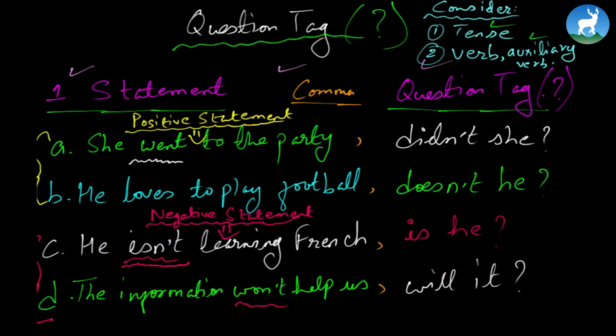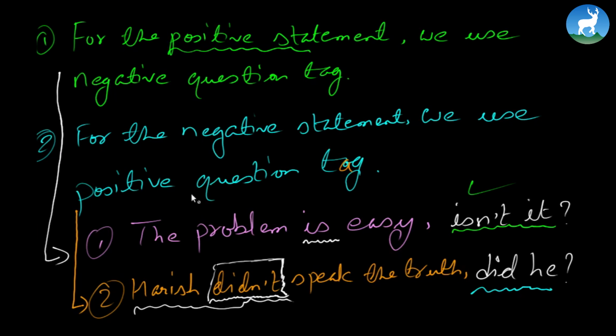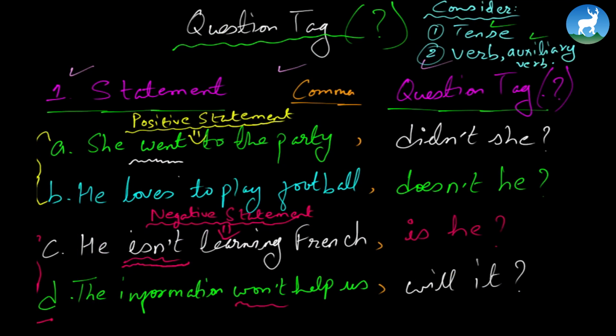Now, however, these are the common rules, but there are exceptions to it. Now let's talk about the exceptions. Whenever you add a negative question tag to a positive statement, you expect the answer yes. Hey, so you went to the party, didn't you? Yes, you went to the party. Again, hey, he loves to play football, doesn't he? Yes, he does.